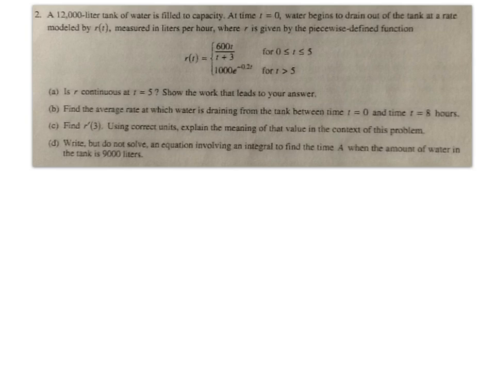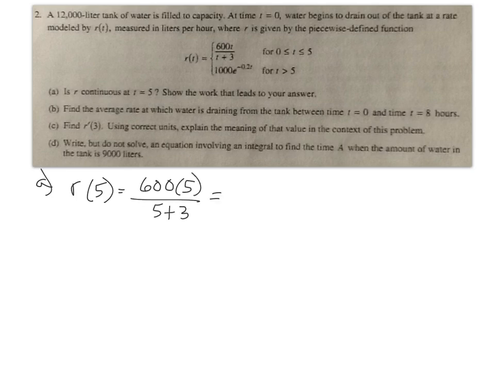So part A says, is R continuous at t equals 5? Show the work that leads to your answer. So we talked about continuity in our last packet. So we know that continuity is a 3-part definition. The first part for continuity is we have to make sure that R of 5 is defined. And so that would be using the top piece of our piecewise function. So 600 times 5 divided by 5 plus 3.